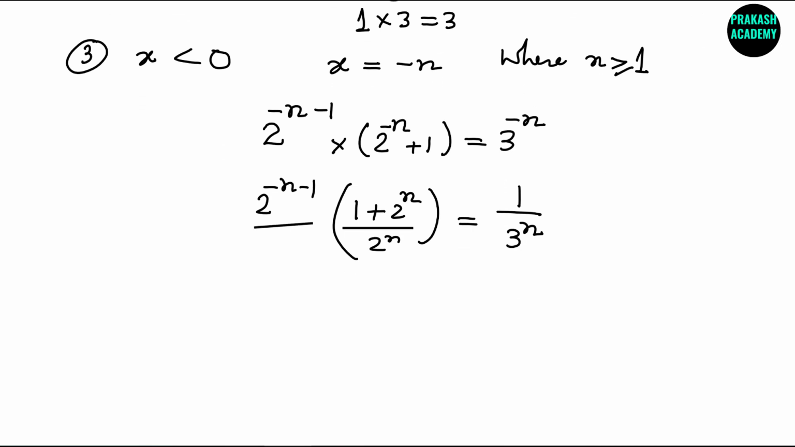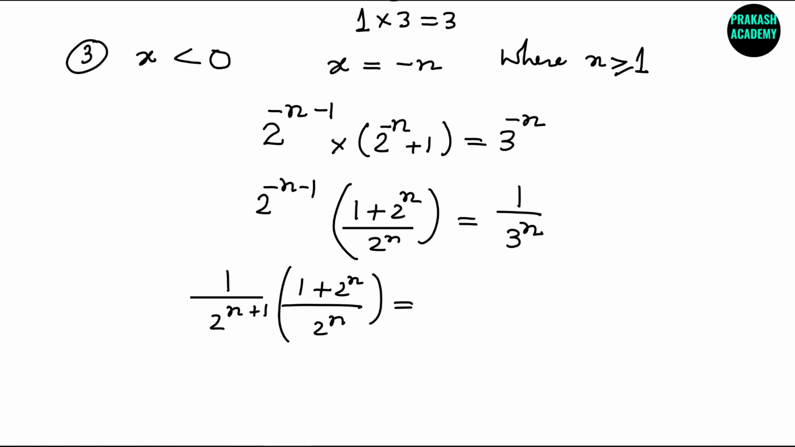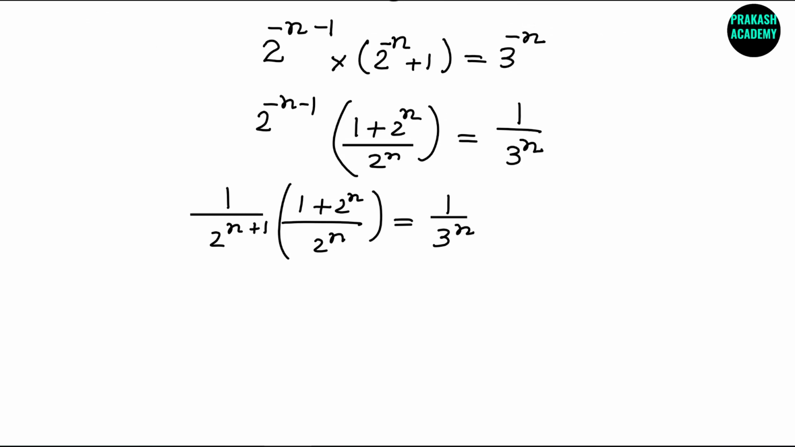We can also write this term as 1 by 2 raised to the power n plus 1, and this is 1 plus 2 raised to the power n divided by 2 raised to the power n, equal to 1 by 3 raised to the power n. So we can take 3 raised to the power n to this side, and then 1 plus 2 raised to the power n, and this is equal to 2 raised to the power 2n plus 1. So this term will become 2n plus 1, and if that goes to that side, this will be 2n plus 1.